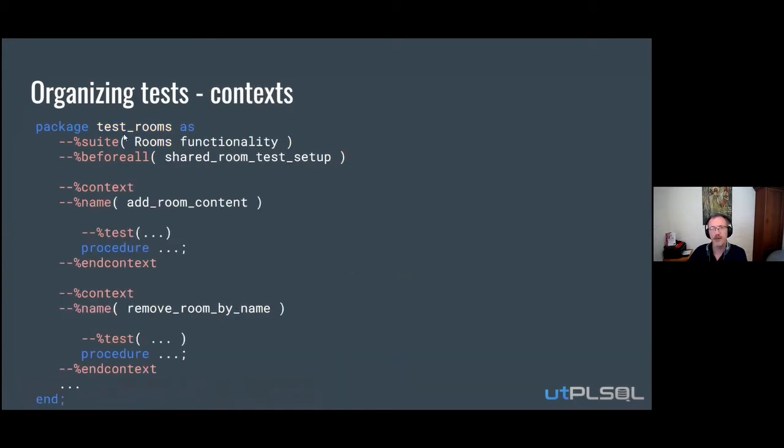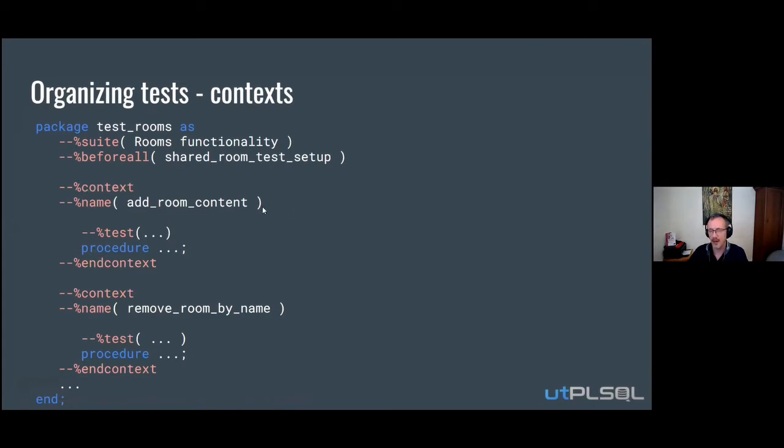Another way of doing that is through using contexts. So you can also do exactly the same grouping of tests using the context annotation. So you can have a single test suite with context inside saying that this is the test rooms package that tests the rooms functionality. It has a shared global setup for all the contexts, and there are two contexts for testing the add room content functionality and for testing the remove room by name functionality. So choose your flavor. You can do it in multiple ways. Contexts can also be nested.